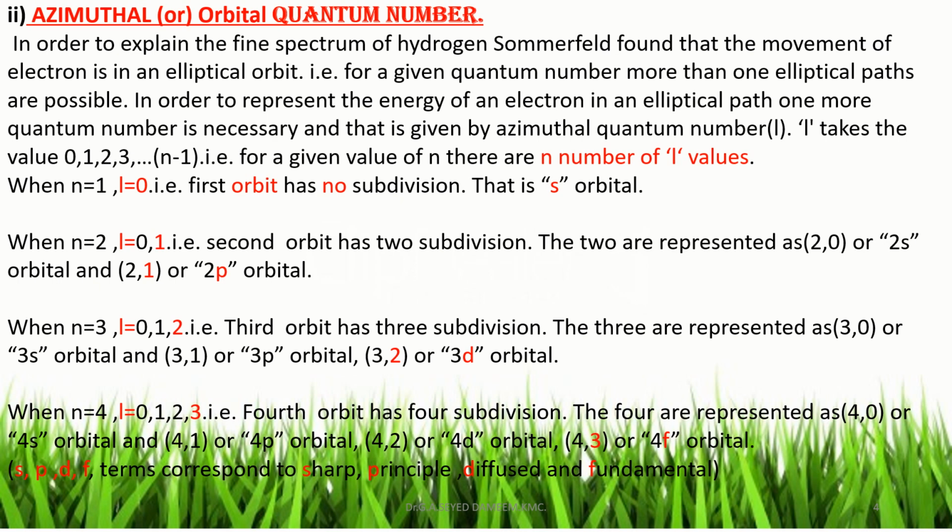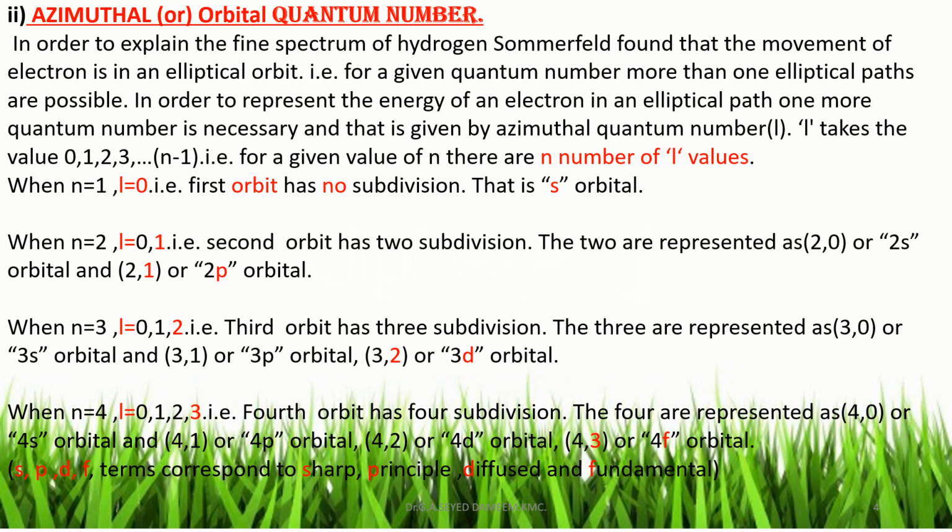When n is equal to 1, the azimuthal quantum number l value is 0. That first orbit has no subdivision. That orbital is the s orbital. When n is equal to 2, the l values are 0 and 1, so the second orbit has two subdivisions. The two orbitals are represented as 2 0, that is the 2s orbital, and 2 1, that is the 2p orbital.